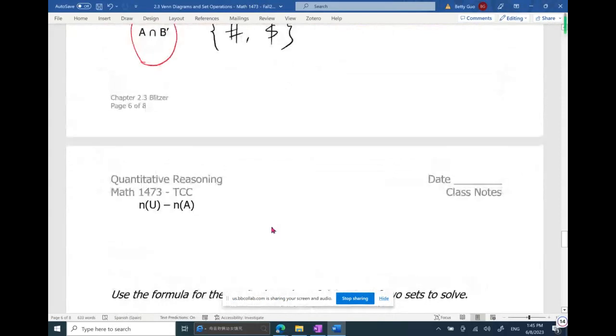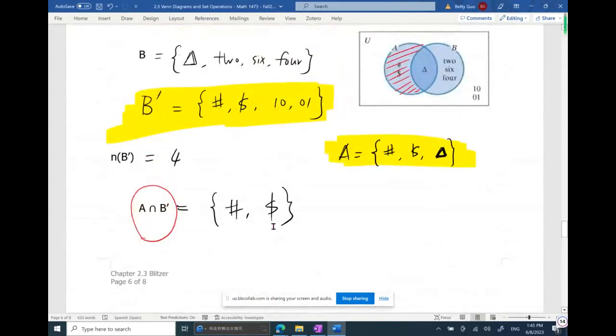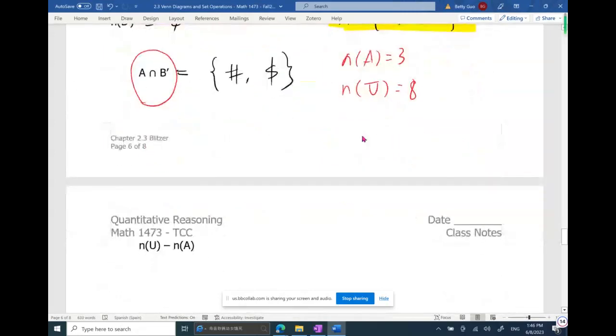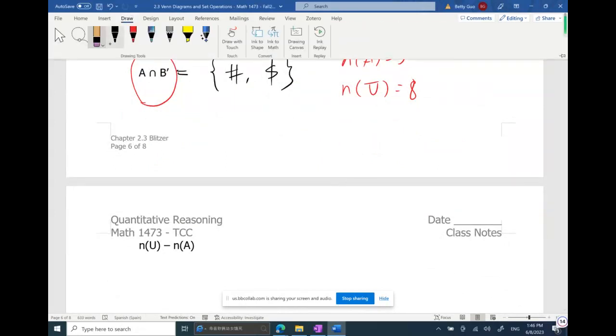Next, we have one more part. Cardinality of U minus cardinality of A. Cardinality of A is 3. Cardinality of U is 8 because it has 8 distinct elements, right? 1, 2, 3, 4, 5, 6, 7, 8. So the cardinality of U minus cardinality of A would be 5.